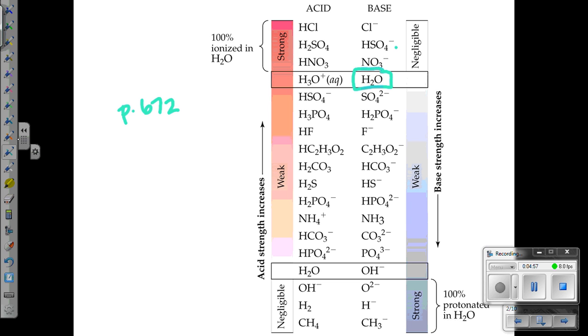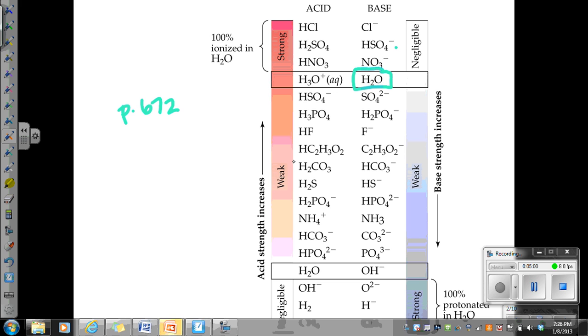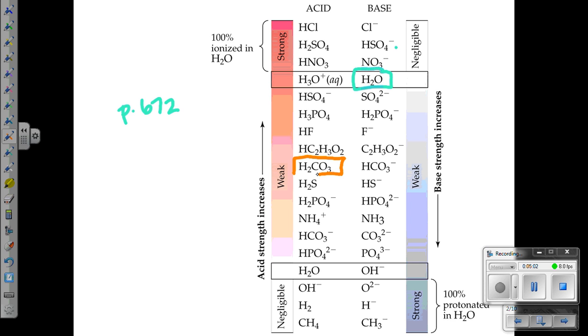So then if we go down a little bit and let's look at a weak acid. So let's look at carbonic acid. Its conjugate base, which is hydrogen carbonate, is a stronger base than water. I hope I said that this was a base. I may have said that it was an acid, and if I did, I apologize. So once again, carbonic acid is a weak acid, so that means that its conjugate base is a stronger base than water.